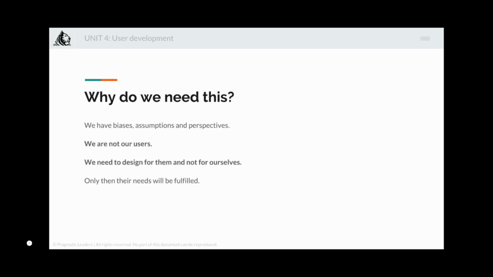why do we need this? We need to do this because we have our own biases, assumptions, and perspectives as users or as product managers. We are not our own users. Even though you might be using the product in a certain way, it might not be applicable for everyone because you are coming with your own nurture, with your own practice of using digital products. So we need to design for them, that is, the users, and not for ourselves. Only then will their needs be fulfilled.